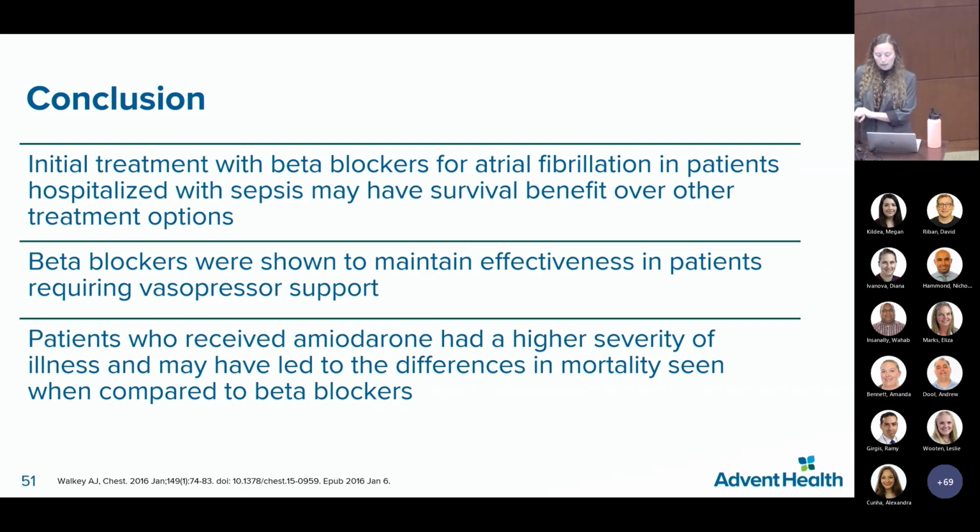Beta blockers appeared to have mortality benefit in this patient population compared to all the other studied agents. Beta blockers were shown to have benefit specifically in patients that were requiring vasopressor therapy. These results may reflect the theoretical benefit that beta blockers have in sepsis, such as enhanced microvascular integrity, anti-inflammatory properties, and a decrease in beta adrenergic stimulation.